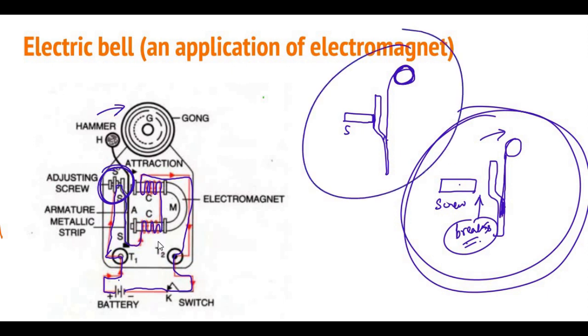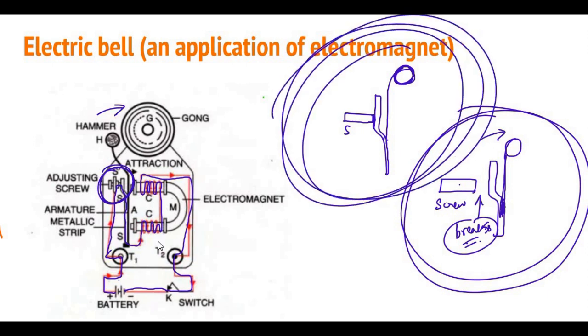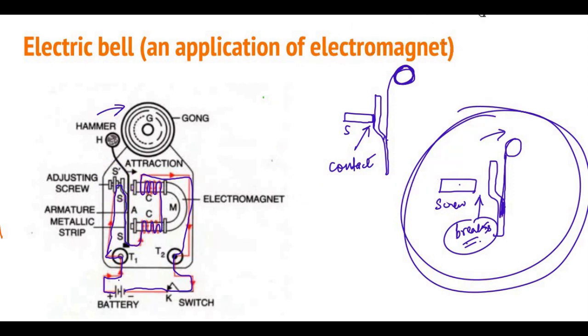Only when the metallic armature strip is in contact with the screw can the current flow through the wire and the coil, because only in this case is the circuit path complete. So that's one thing; the other thing we needed to know, the circuit path and the current path, we have now seen. Now what happens? Let me explain how it works.